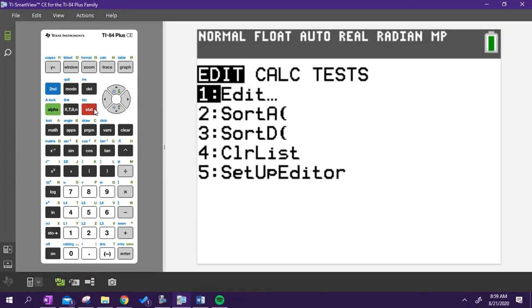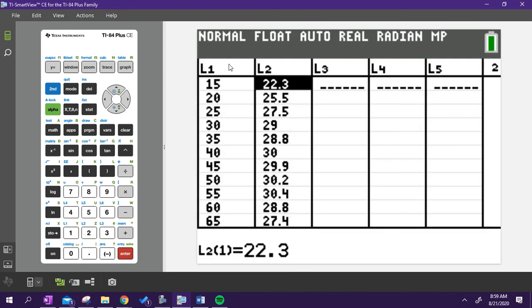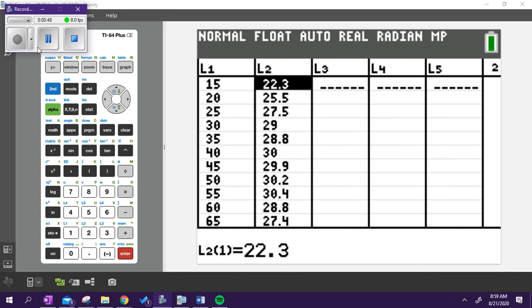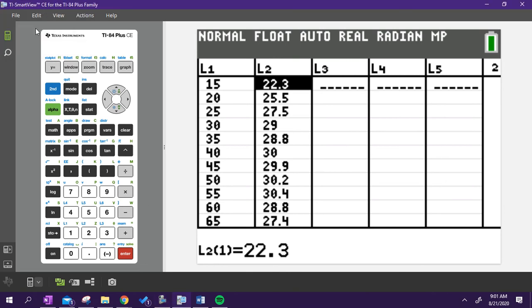So hit the stat button, go to edit. You are typing in that information. Okay, so once we've typed in that data, a reminder, if you haven't done it yet, you got to make sure you turn your diagnostic on. Did you do that the other day, Aaron? Okay. So your diagnostic has to be on. If you are, you're good.